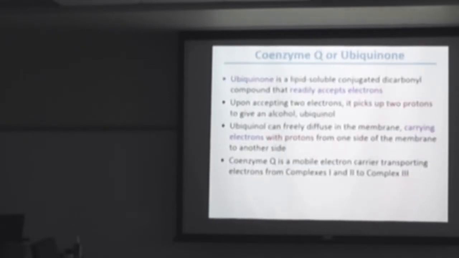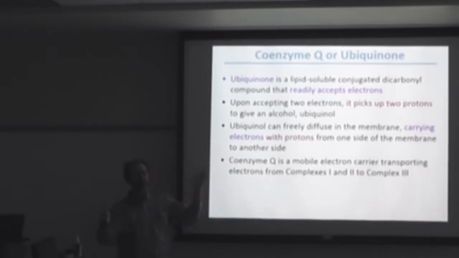Another electron carrier in the electron transport chain is called coenzyme Q, or ubiquinone. And it's a lipid-soluble conjugated dicarbonyl compound that readily accepts electrons. This is a 2-electron acceptor. It can transfer 1 or 2 electrons. So upon accepting 2 electrons, it picks up 2 protons to form an alcohol, which is ubiquinol. Then ubiquinol can freely diffuse in the membrane because it's a large lipid-soluble compound.